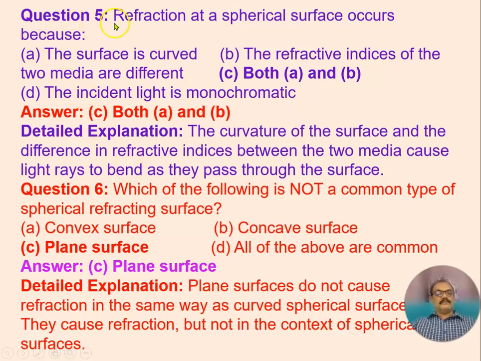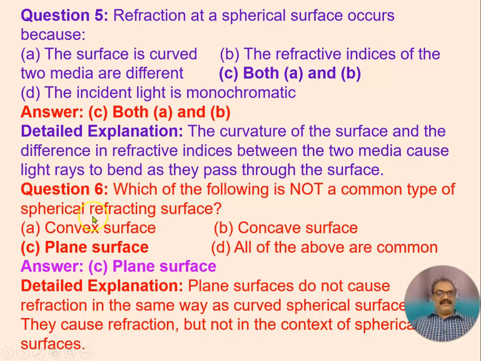3. Refraction at spherical surfaces. Introduction. Question 5. Refraction at a spherical surface occurs because A. The surface is curved. B. The refractive indices of the two media are different. C. Both A and B. Or D. The incident light is monochromatic. Answer C. Both A and B. Detailed explanation. The curvature of the surface and the difference in refractive indices between the two media cause light rays to bend as they pass through the surface.